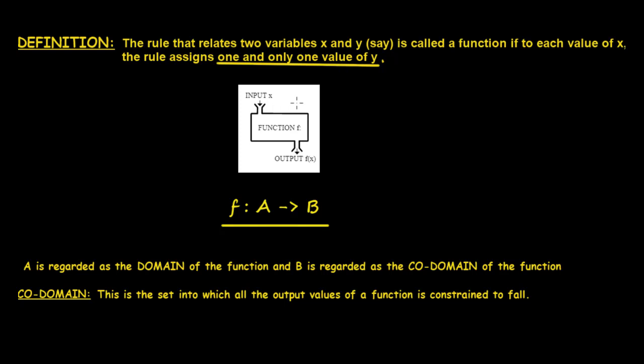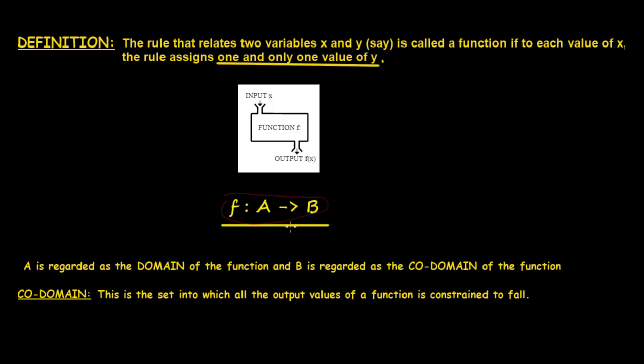If you put an input value into a machine and you have two output values, it's actually kind of weird. So you put in an input value and you get one value of y. That's what's called a function. So the proper way of writing that is f takes values of a and maps it into values in b. Now a is the domain of the function, and we said that the domain is the set of acceptable values of a function. Now b is the codomain.